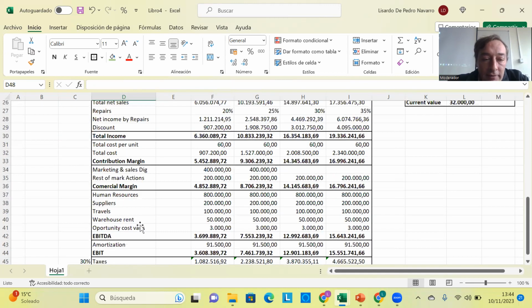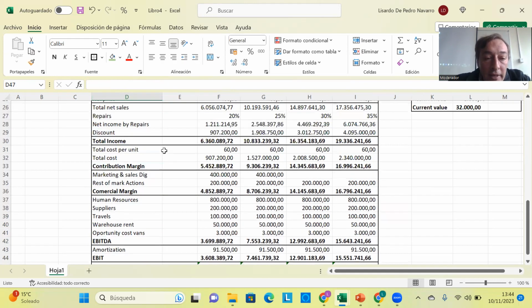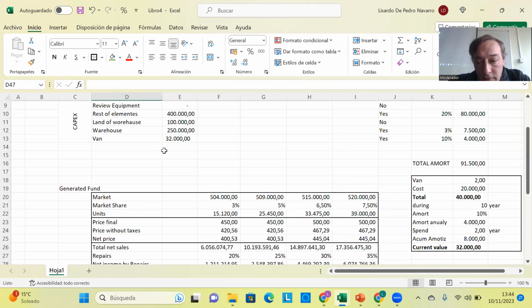Okay, great. We have here the generated funds. Net profit is the same as generated funds. Okay, great. So we have to complete now the NOF.